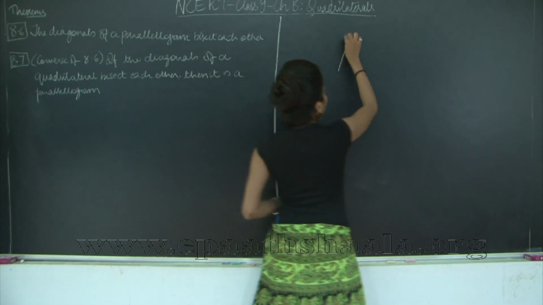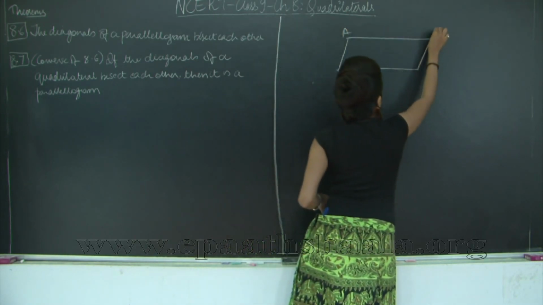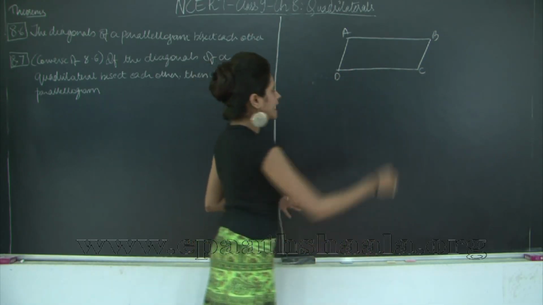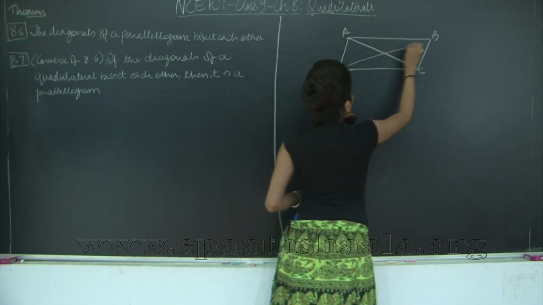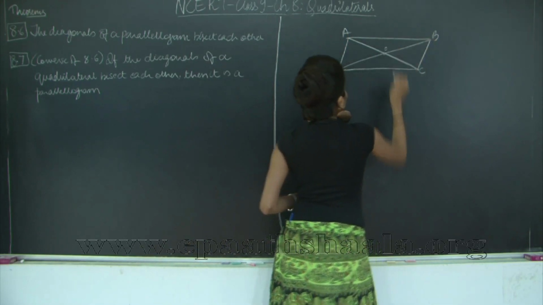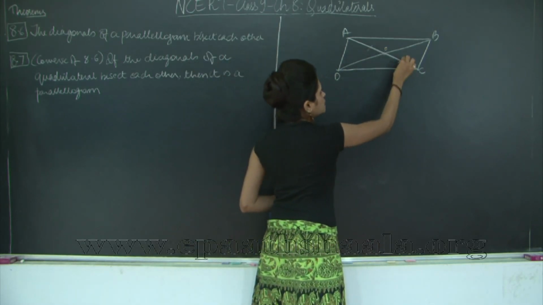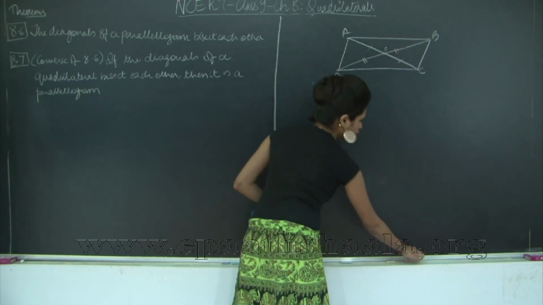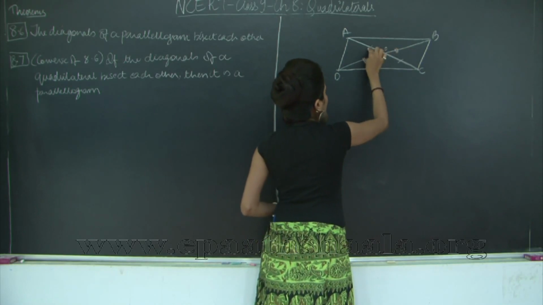So let's say I have my parallelogram ABCD. What do I need to prove? That the diagonals bisect each other. So let us first draw our diagonals AC and BD intersecting at some point O. So what do I need to prove? That OA is equal to OC and OD is equal to OB. So I am just going to mark this in a different colored chalk because this is something we need to prove.